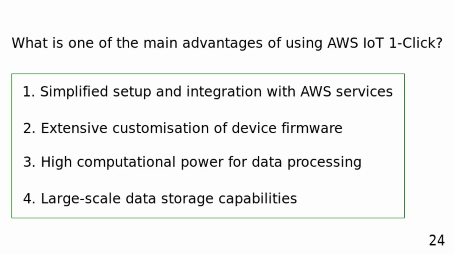What is one of the main advantages of using AWS IoT one-click? Simplified setup and integration with AWS services. Extensive customization of device firmware. High computational power for data processing. Large-scale data storage capabilities.